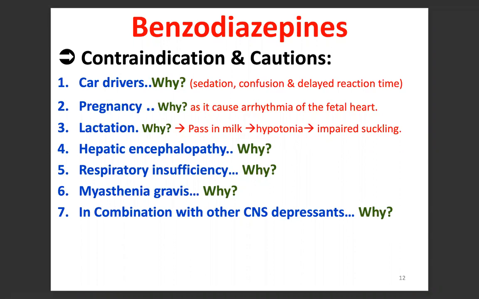In pregnancy, it should be contraindicated because it causes arrhythmia of the fetal heart, abnormal heart rates, maybe tachycardia, maybe bradycardia. Lactation, because it passes in the milk, and hypotonia, tone is reduced and impairs the suckling power of the baby. Hepatic encephalopathy, the metabolism.